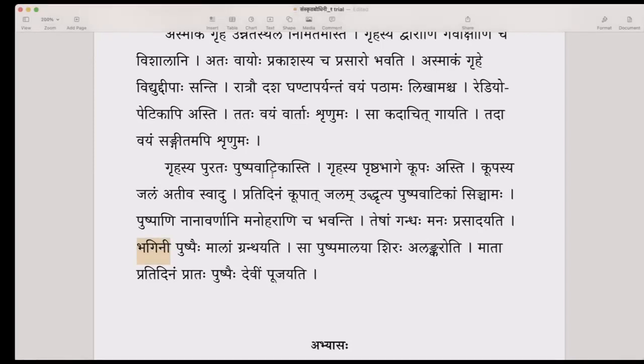Sa pushpa malaya shiraha alankaroti. One second, sir. The root is still grantha. Yes, it is grantha. Grantha is churadi, ubhayapadi, so granthayate and granthayati both can come.